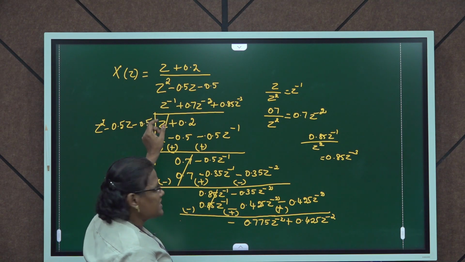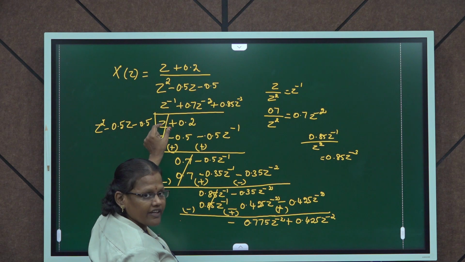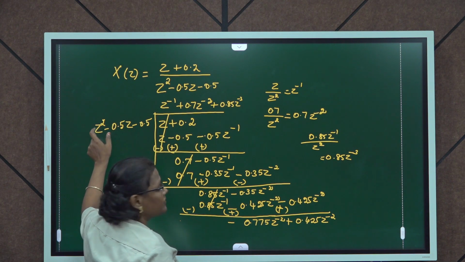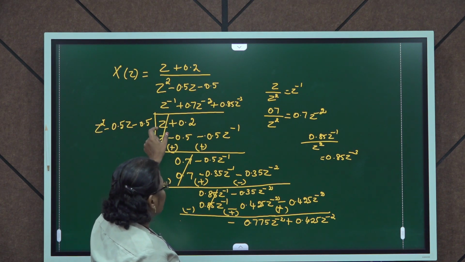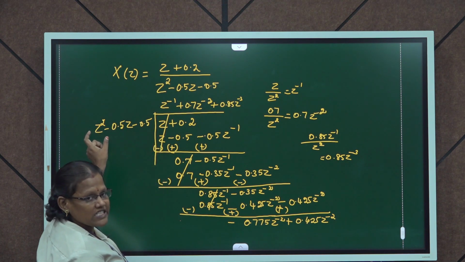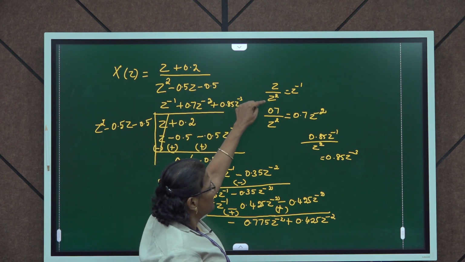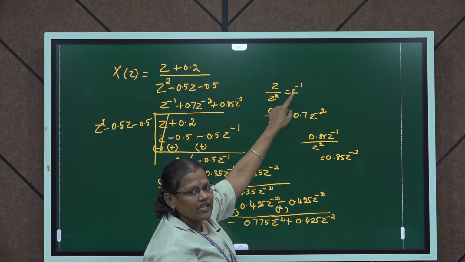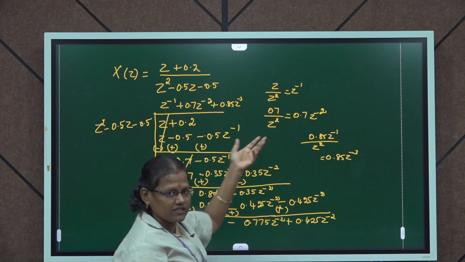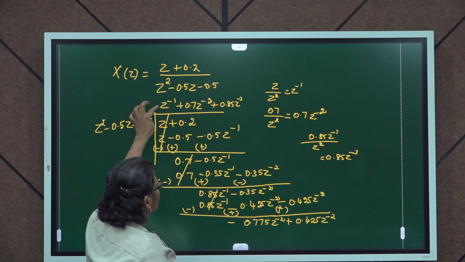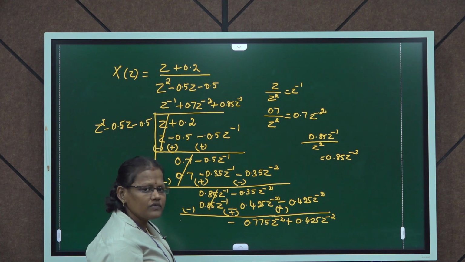Here the rule is first term of the dividend divided by the first term of the divisor. So, the first term here is z and here the first term is z square. So, z by z square, which is equal to z power minus 1, is taken to be the quotient. So, z power minus 1 is the quotient.